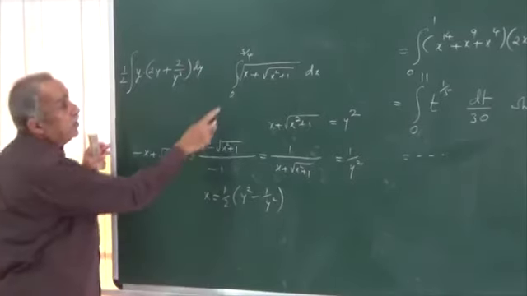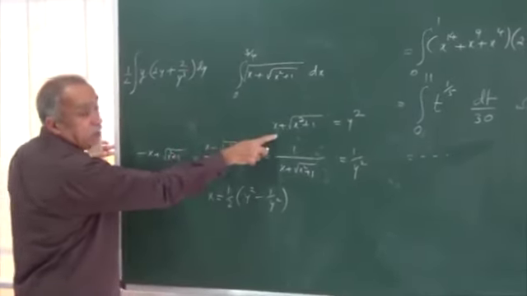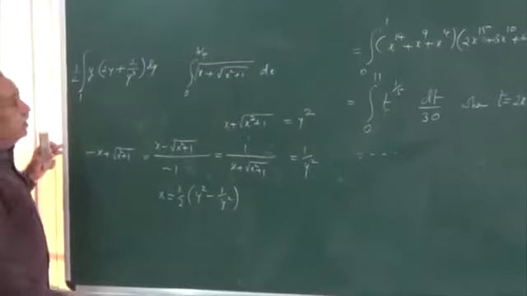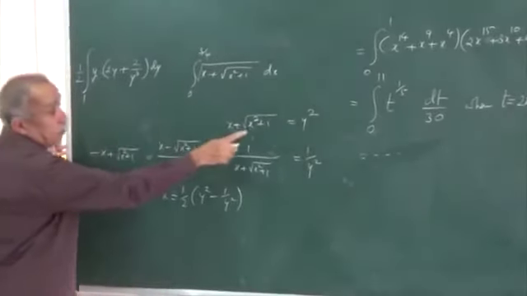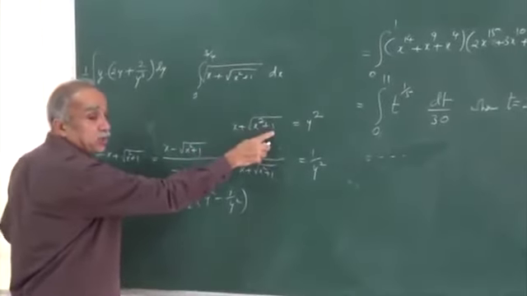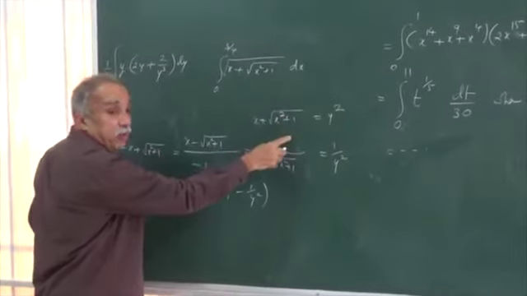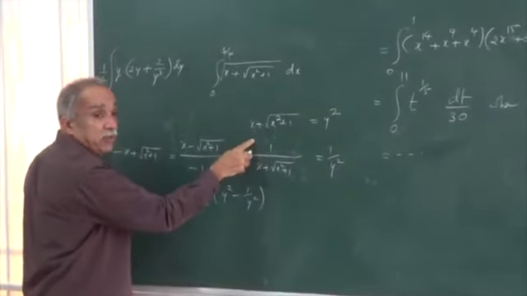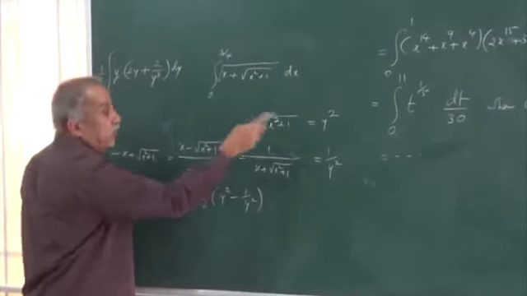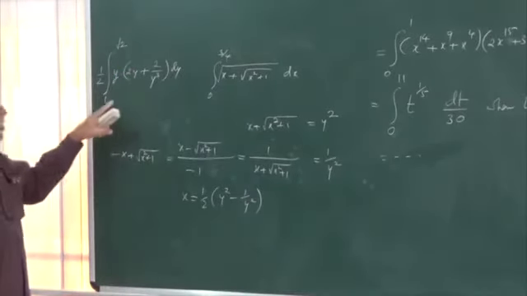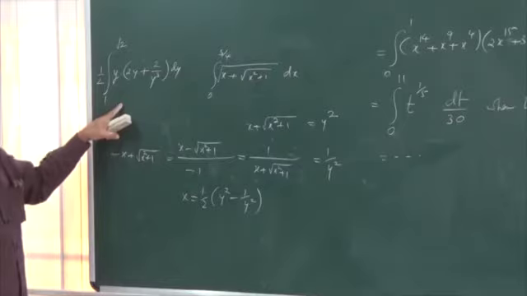New limits: when x equal to 0, y square is 1, y is 1. Upper limit: when x equal to 3 by 4, 9 by 16 plus 1, 25 by 16, root is 5 by 4. 5 by 4 plus 3 by 4, 8 by 4, 2. y square is 2, means y is root 2. Is it simple enough to integrate now? Yes.